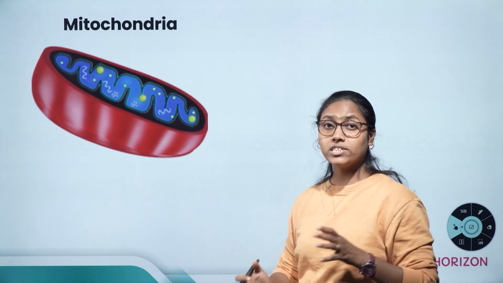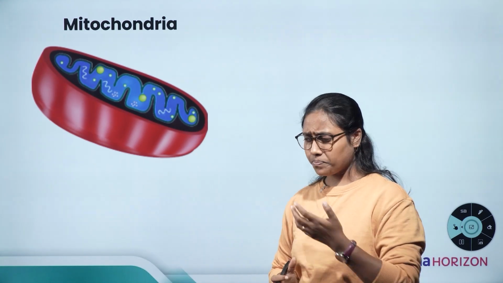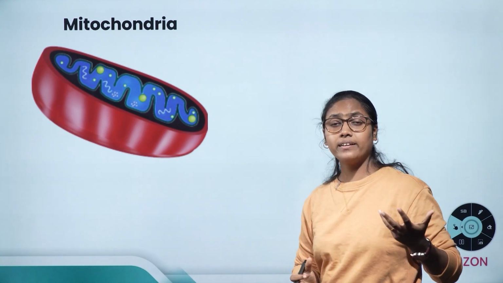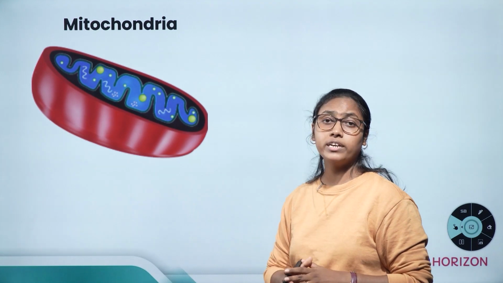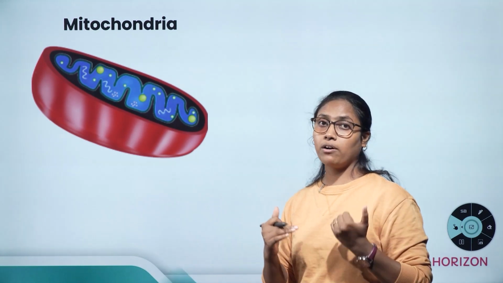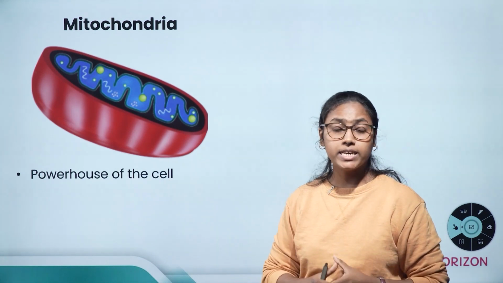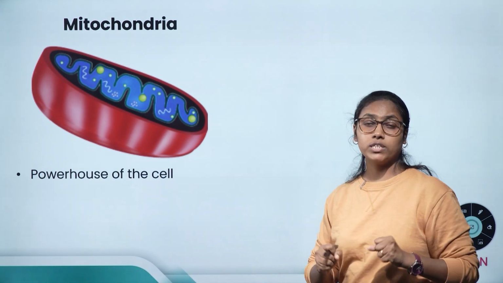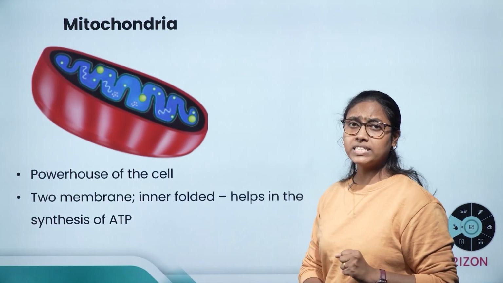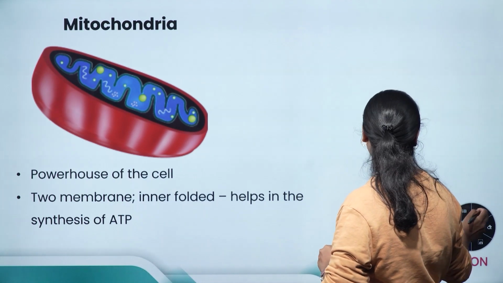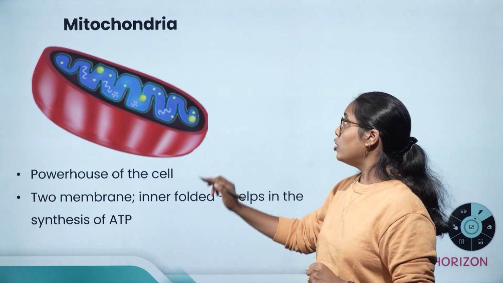Like electricity is used to run a fan or to give power to many other equipments, similarly, mitochondria is needed to give power to our body. So they are the powerhouse of the cell. They generate the power, they generate the energy. Now you can see that mitochondria is made up of two membranes. You can see here, mitochondria is made up of two membranes.